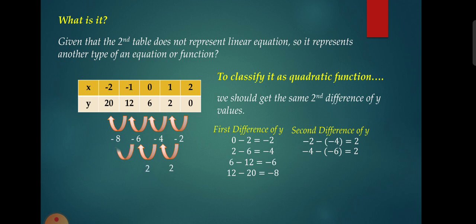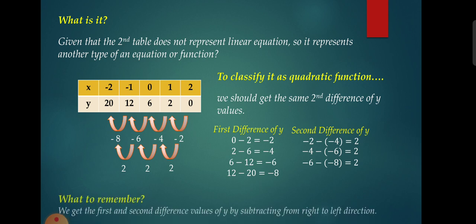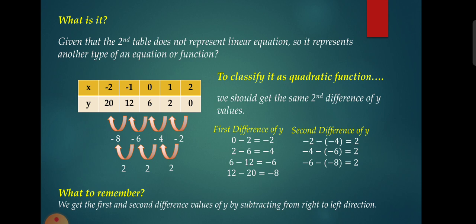And lastly, negative 6 minus negative 8. That is negative 6 plus 8. So what is negative 6 plus 8? Positive 2. So, tadang! So pareha na sila og result. They have the same second difference of y. That is positive 2. So therefore, mo siya ang process sa pag-identify if the table of values represents quadratic function, to achieve the second difference of y.